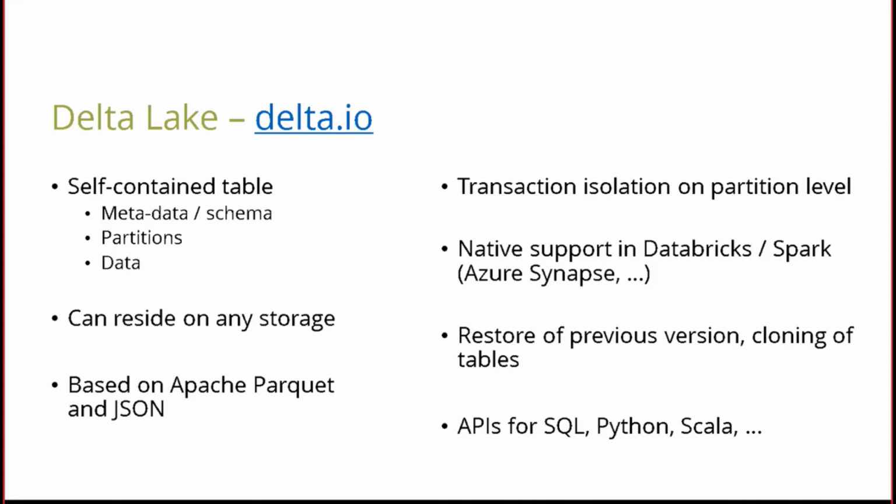Delta Lake itself is based on two open source standards: Apache Parquet for storing the data and JSON for storing the transactions. When using Delta Lake, you can use multiple processing engines like Databricks, Azure Synapse, HD Insight, Cloudera, and operate on the same table. So it can be shared across all those processing engines at the same time, as long as the transactions are separated by partition.